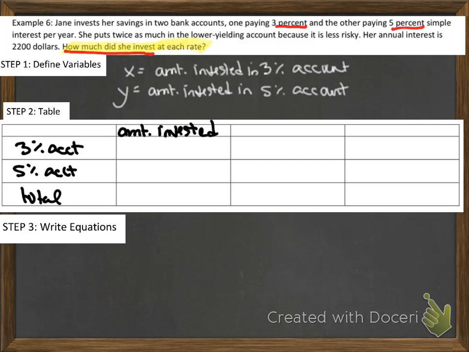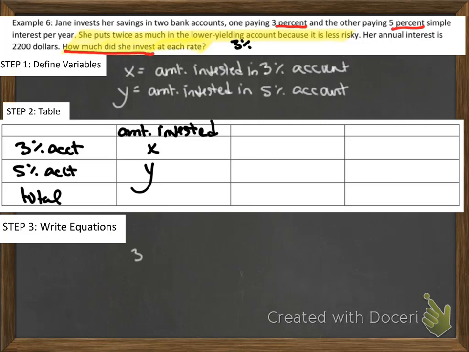And of course, as you know, we don't know how much money she invested in each account. However, do we know how much she invested total? Oh no, we don't know that either. Well, what do we know? We know that she put twice as much into the lower yielding account, meaning the 3% account, because it was less risky. Let's see if we can make a table that makes sense of this.